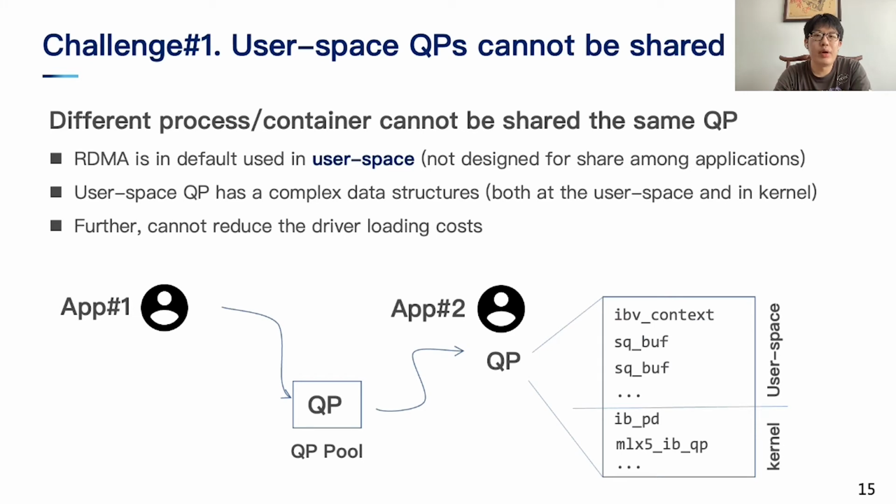However, the approach has one important challenge. Different applications' QPs cannot be reused and shared. This is because RDMA is primarily designed as a user space solution, which means that QPs are not designed for sharing between applications. QPs further have many complex data structures spreading over the kernel space and user space. Sharing all these features and coordinating between accesses of different applications, we believe, is impractical. Further, sharing QPs alone cannot eliminate the driver loading costs in user space RDMA applications.